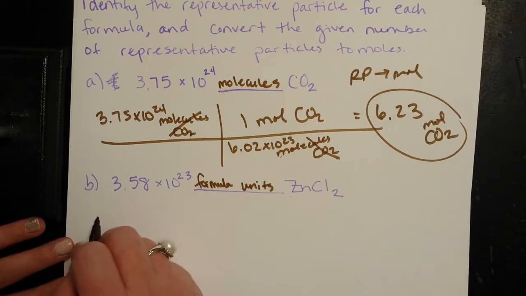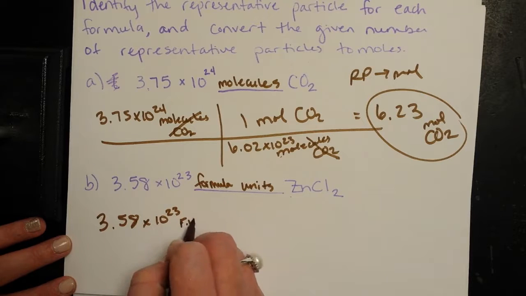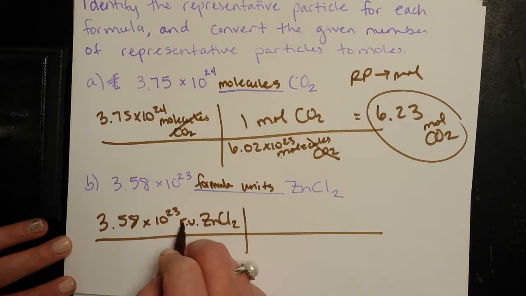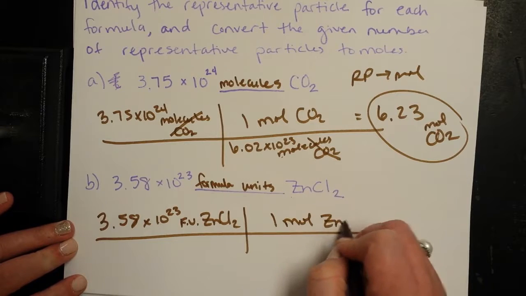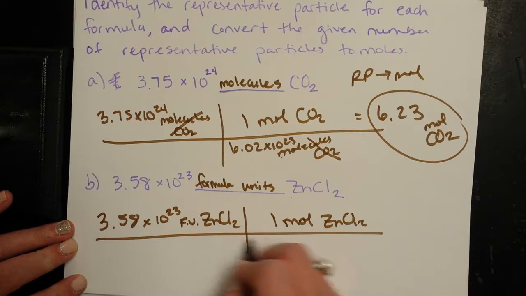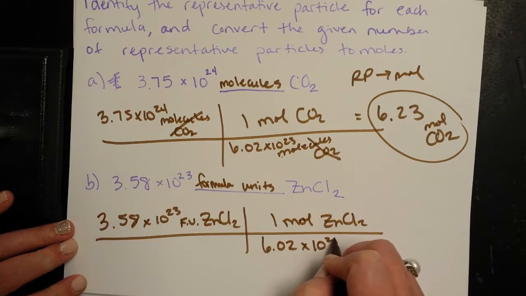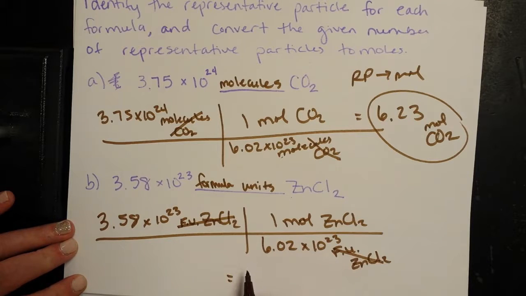So I need to get to moles, so I'm going to take my 3.58 times 10 to the 23rd formula units of zinc chloride. We're going to get out of formula units and into moles by putting 1 mole of zinc chloride on top and Avogadro's number of formula units on the bottom. So our formula units of zinc chloride cancel, and we will be left with just moles of zinc chloride.